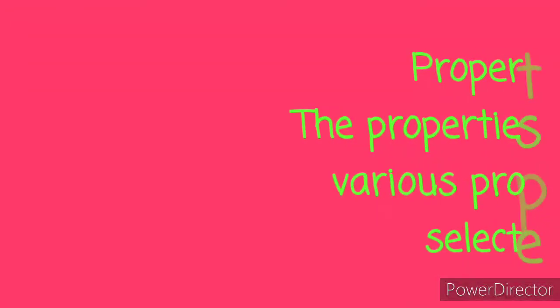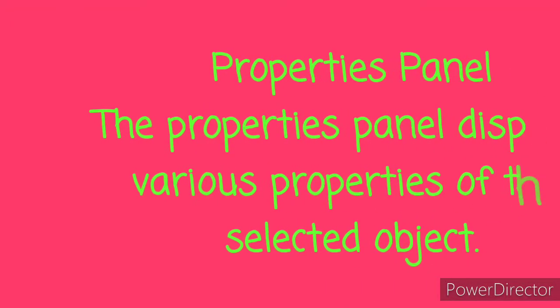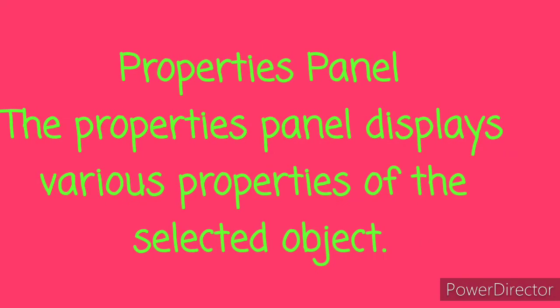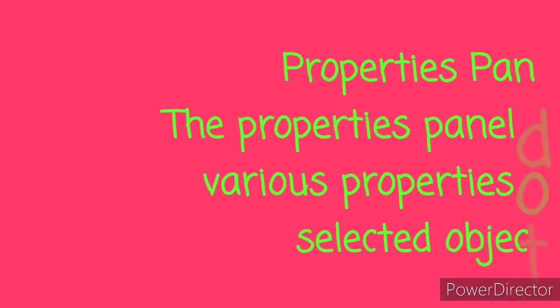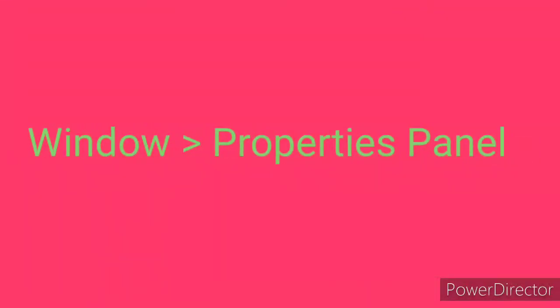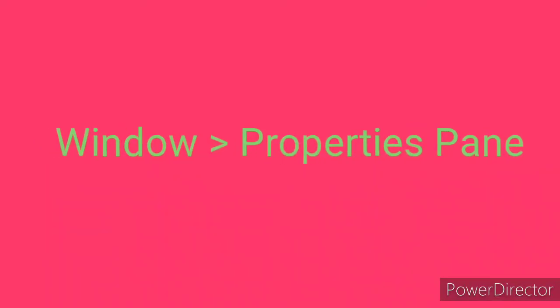Next component is Properties panel. It is used to display various properties of the selected object. For example, you have selected text object right now, so you can see properties related to text. As you will change the object, property is changed automatically. If Properties panel is not visible, you can make it visible by clicking on Windows tab, then select Properties option.